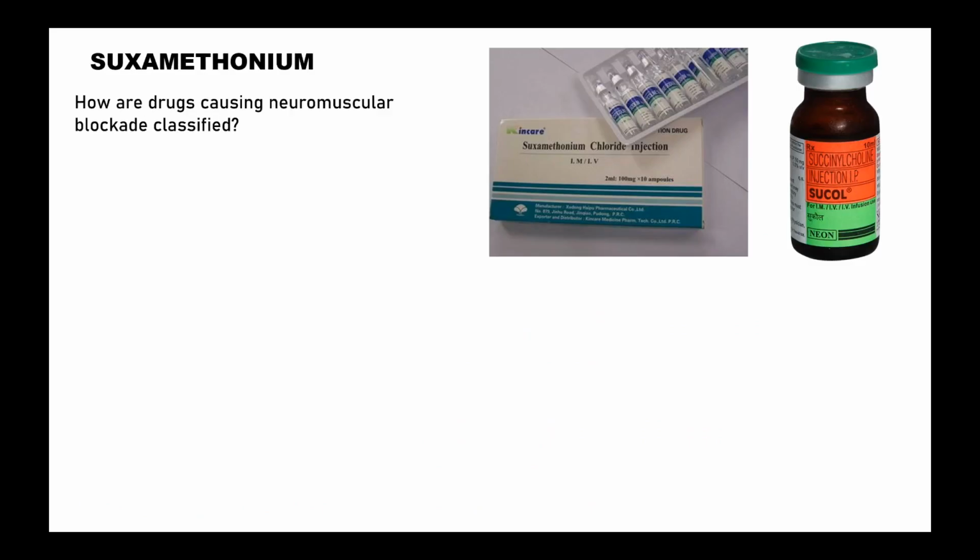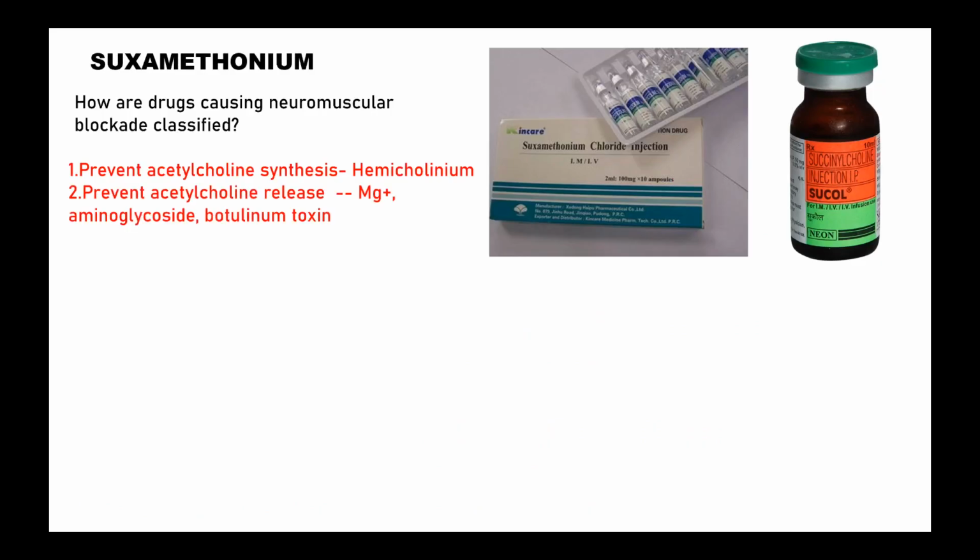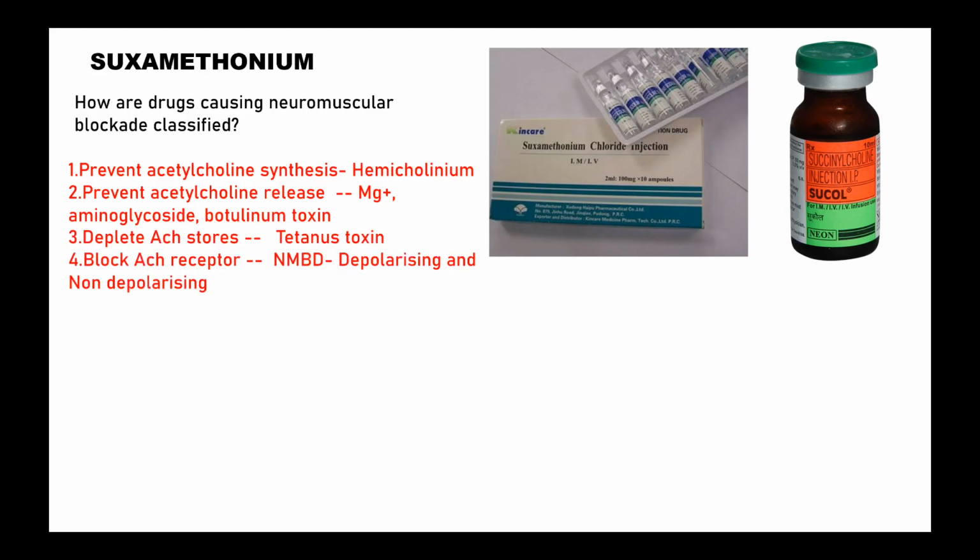How are drugs causing neuromuscular blockade classified? Depolarizing and non-depolarizing. So there are 4 classifications. Preventing acetylcholine synthesis, which is called vesamicol. Preventing acetylcholine release: magnesium, aminoglycoside, and botulinum. Depleting acetylcholine stores, as in tetanus, and blocking acetylcholine receptors, like neuromuscular blocking drugs, which are classified as depolarizing and non-depolarizing. So there are 4 mechanisms whereby neuromuscular blockade can be done. Just saying depolarizing and non-depolarizing is only one part of the answer. The other things are all different mechanisms.